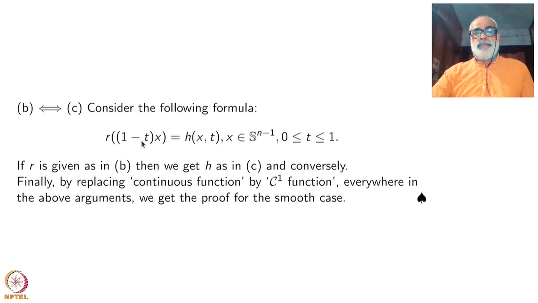If R is given as in B, when h is continuous, R will be continuous. And if h of x comma 0 is x, then this just means that R of x is x. That's what we wanted, that it is a retraction. h is of course taking values in S^(n-1), therefore R will always take values in S^(n-1), and vice versa. And finally, what happens when t equal to 1, h of x t is a constant, what is that constant? R of this one. So if you have R, then h will satisfy that property and vice versa. Therefore this one formula proves both B implies C and C implies B.